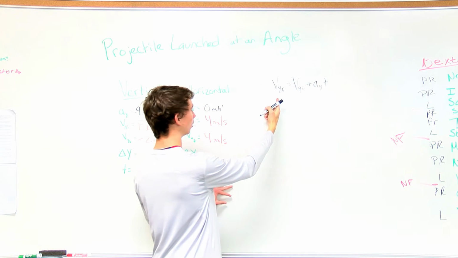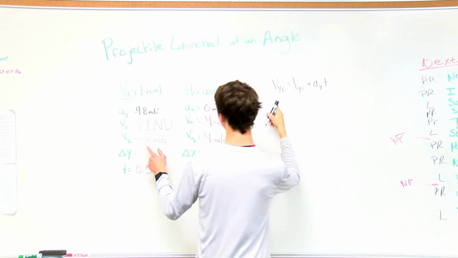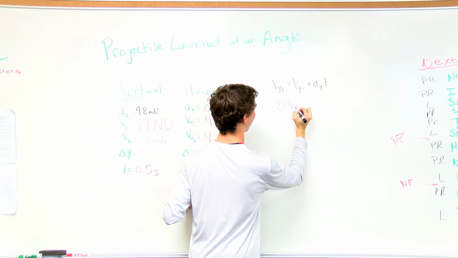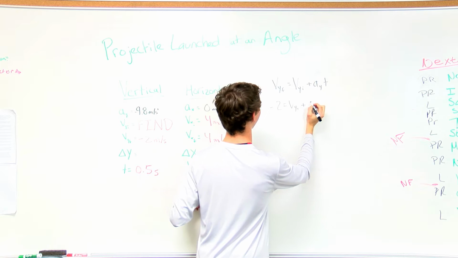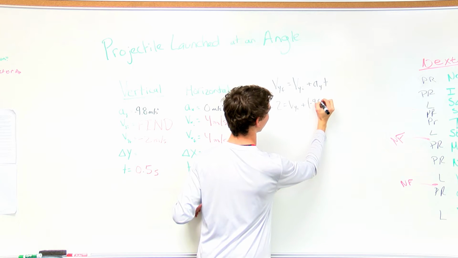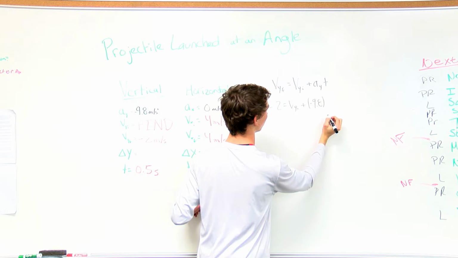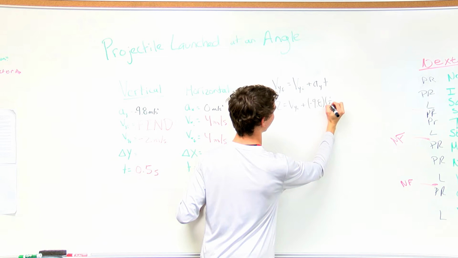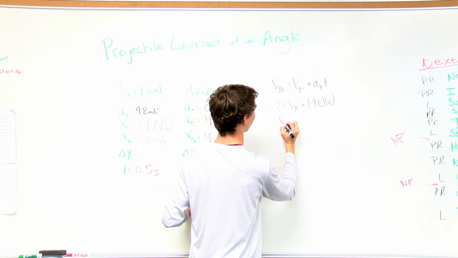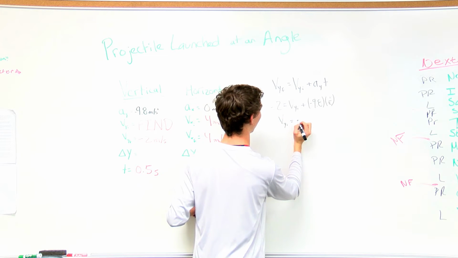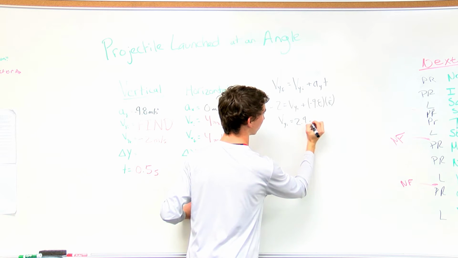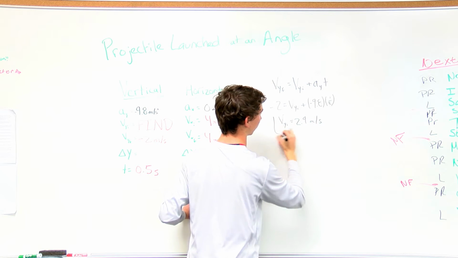Here, final vertical velocity was negative 2 meters per second. Vyi is what we're finding. Acceleration in the vertical direction is negative 9.8 meters per second squared, and time is 1/2 of a second. Plugging in these values, we'll find that the initial velocity in the vertical direction is 2.9 meters per second. That's our final answer.